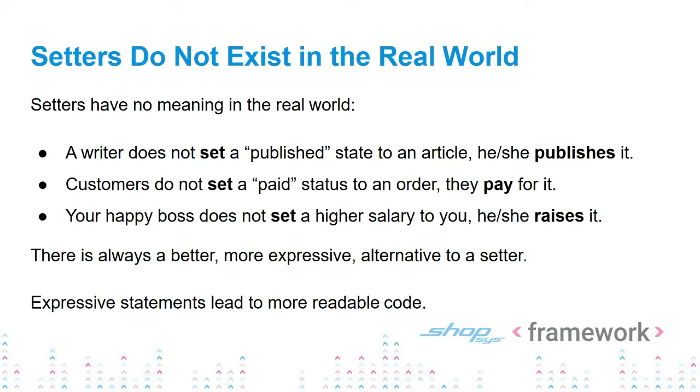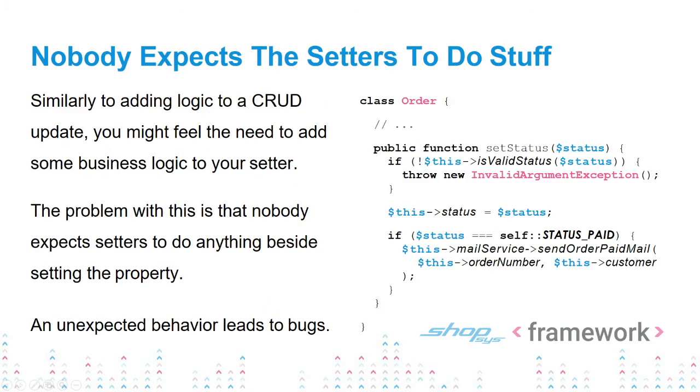Oftentimes you need some logic while updating your property, and you might feel the need to put the logic into a setter. You can validate some values there. You can even use some kind of mail service to send some emails. But would you really, when using order set status to something, would you expect it to send an email? Probably no.